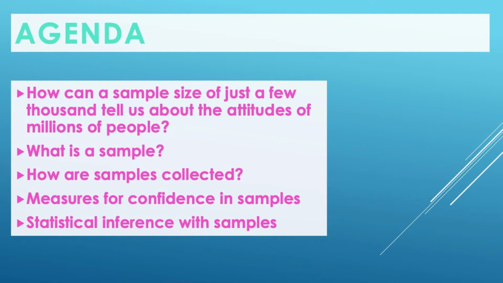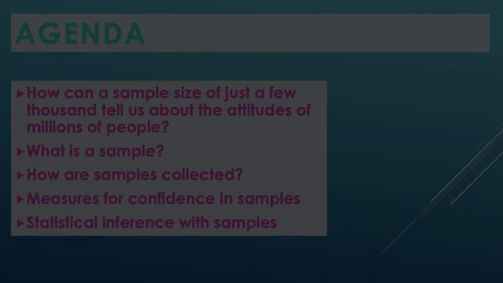And in this week's lecture, we're going to discuss critical components of sampling, such as sample size, and how we can have valid and reliable estimates from samples of just a few thousand people, and how we can be confident that that is in fact representative of the attitudes of millions of people. We'll discuss in detail what a sample is, different methodologies for collecting samples, and we'll also discuss briefly some measures of confidence for our samples and some preliminary statistical inferences that we can make with samples.